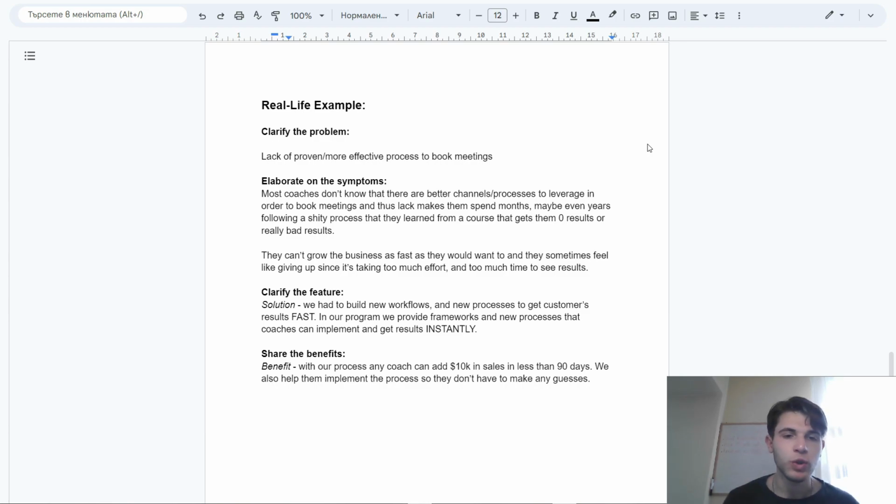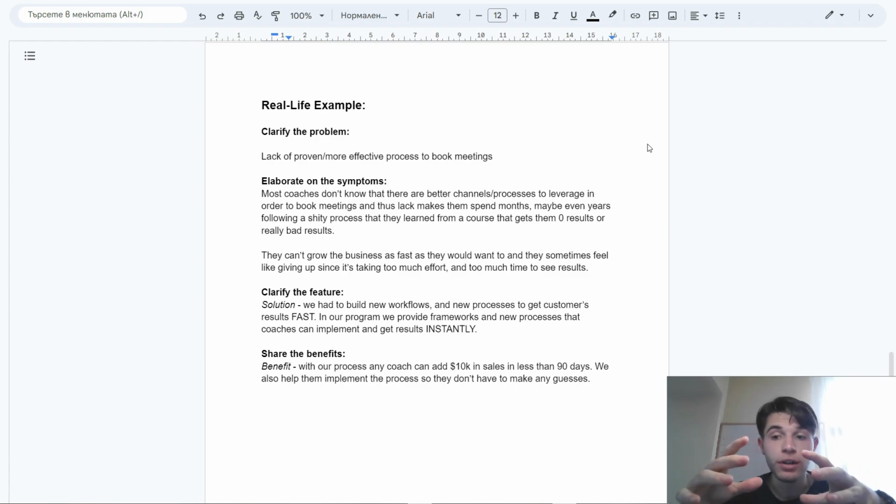The third step was to clarify the future, which is the solution. Now you introduce your solution. We had to build new workflows and new processes to get customers results fast. In our program, we provide frameworks and new processes that coaches can implement and get results instantly. After you clarify the future, let's share the benefits that they will get from this future. The benefit: with our process, any coach can add $10,000 in sales in less than 90 days. We also help them implement the process so they don't have to make any guesses. And this is a real life example of how you can implement this framework.